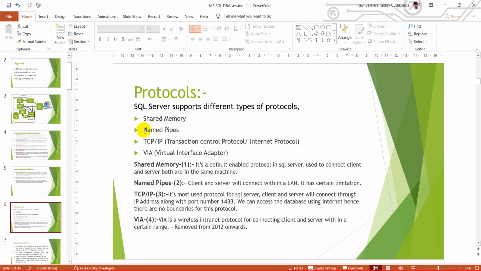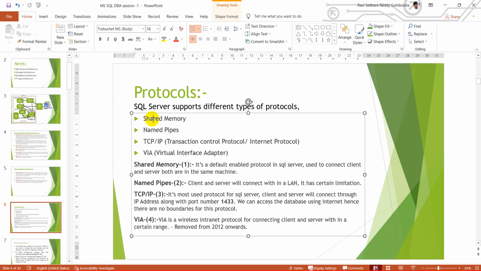SQL Server basically supports different types of protocols. One is shared memory, the second one is named pipes, and then TCP/IP, which is Transmission Control Protocol and Internet Protocol, and the next one is VIA, Virtual Interface Adapter. So we will discuss each and every protocol in detail.